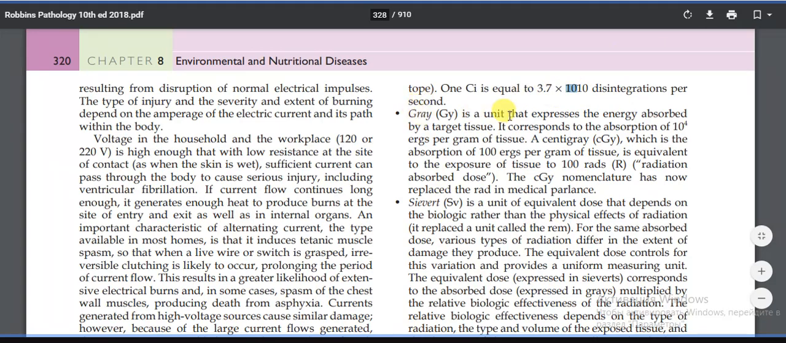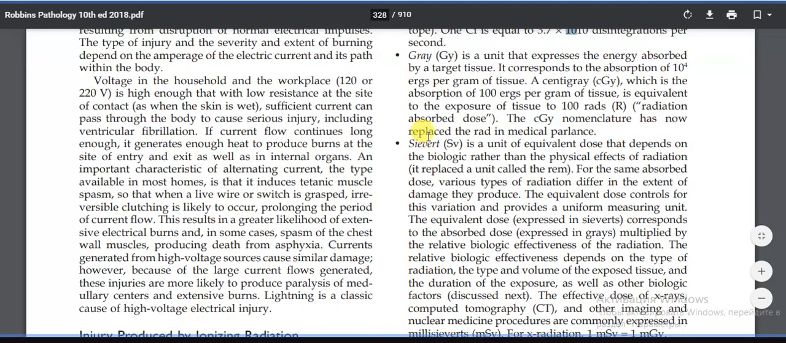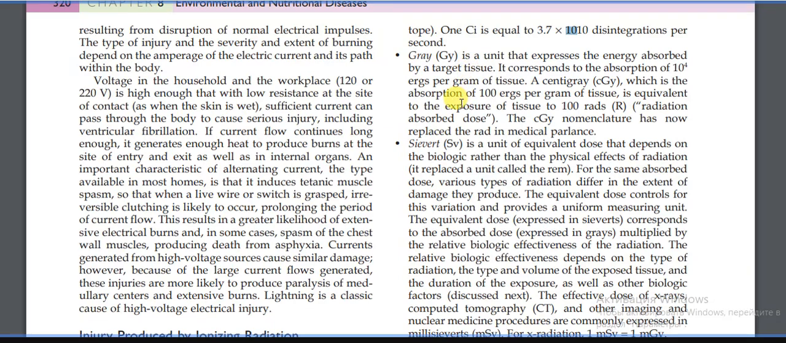That's a measure. Gray is much more commonly used in medicine. It is a unit that expresses the energy absorbed by a target tissue. For example, we can measure how much energy is absorbed by the lungs during a usual chest X-ray. It corresponds to the absorption of 10 to the power of 4 ergs per gram of tissue. Centigray, which is the absorption of 10^2 ergs per gram of tissue, is equivalent to the exposure of tissue to 1 rad, radiation absorbed dose. The centigray nomenclature has now replaced the rad in medical parlance.